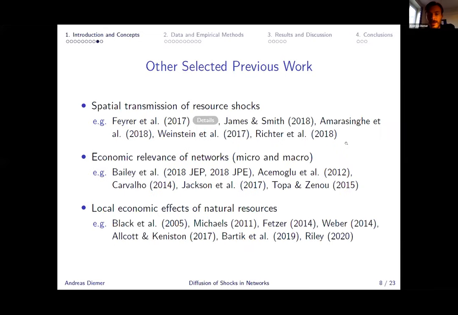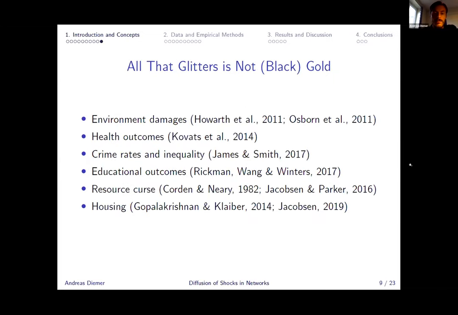Again, for the sake of time, let me skip the other previous work, just to highlight that this isn't the first study that considered the fracking industry, of course, and the diffusion of these shocks, but it's the first one that really tries to zoom in onto this network dimension and social interaction dimension.